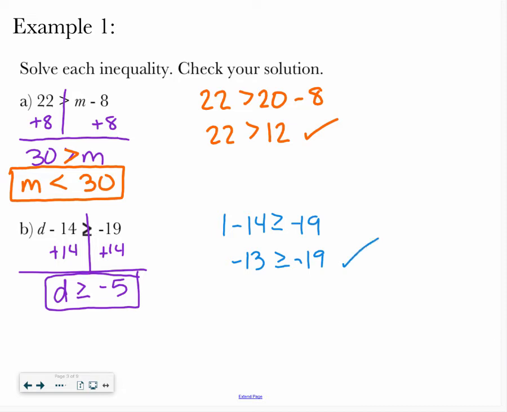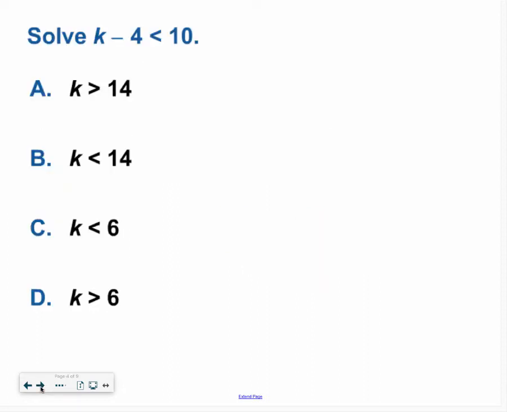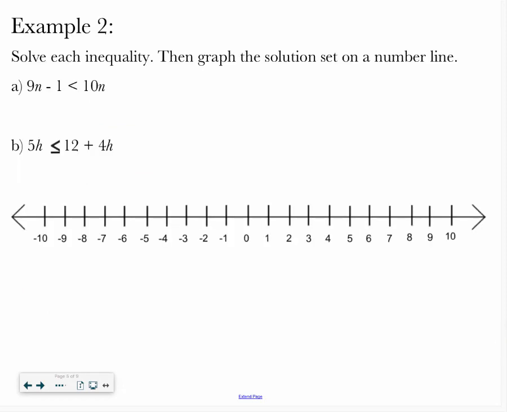Okay, so all of these problems on your test, if you check them, you should know if you got them right or wrong. So go ahead and try this first one on your own, see how you do. Hopefully you ended up with k is less than 14. If not, be sure to ask for some help. Let's look at our second inequality. And we're going to solve it, and then we're going to graph the solution set on a number line.